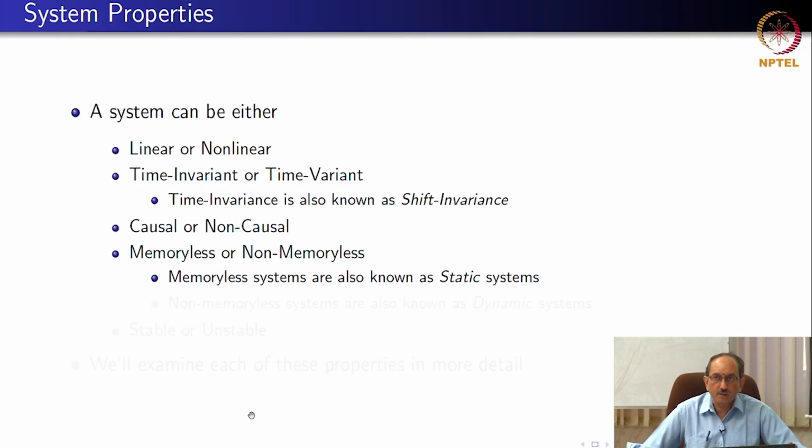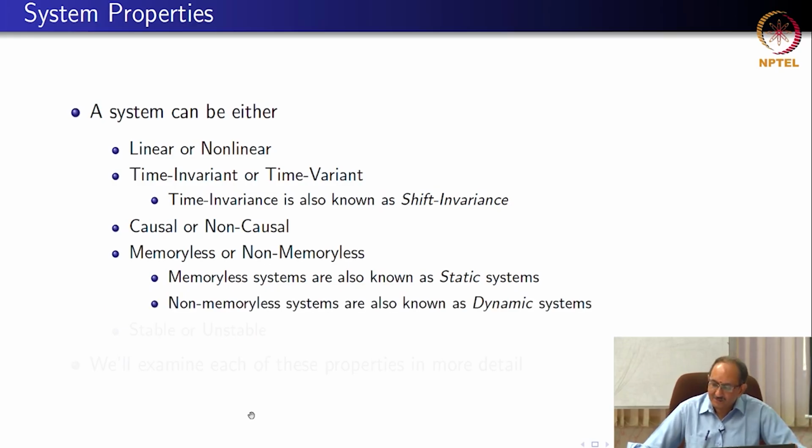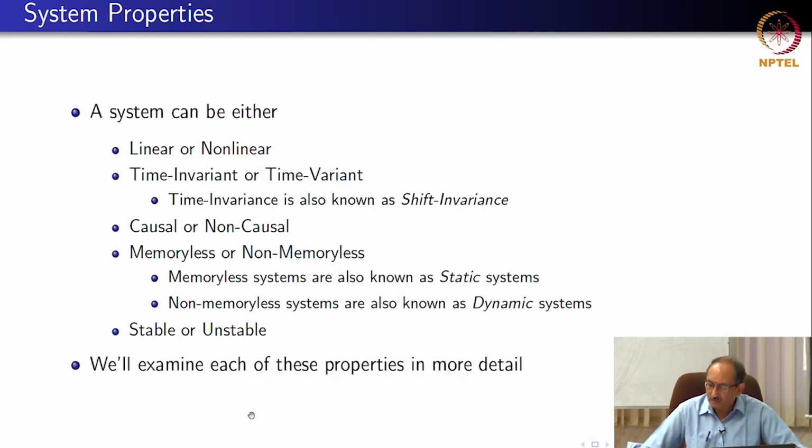And systems with memory, what's the other name that you may have known from your earlier course? The fact that memoryless systems are called static should give you a clue. Dynamic. Okay. So non-memoryless systems are also called dynamic. A system can be stable or unstable. Stability, of course, is a very important property for both man and machine. So we'll look at each of these properties in more detail, define them and give examples.